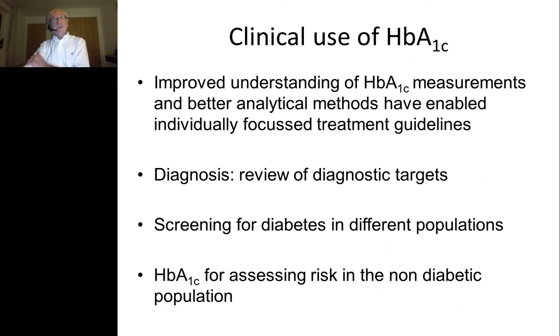So we now need to review our diagnostic targets for diagnosis based on ethnicity, age, etc. Do we need different diagnostic targets for different ethnicities and different ages? We need to look at screening for diabetes in different populations. And hemoglobin A1c may be a risk factor in the non-diabetic population itself, such as for cardiovascular disease.